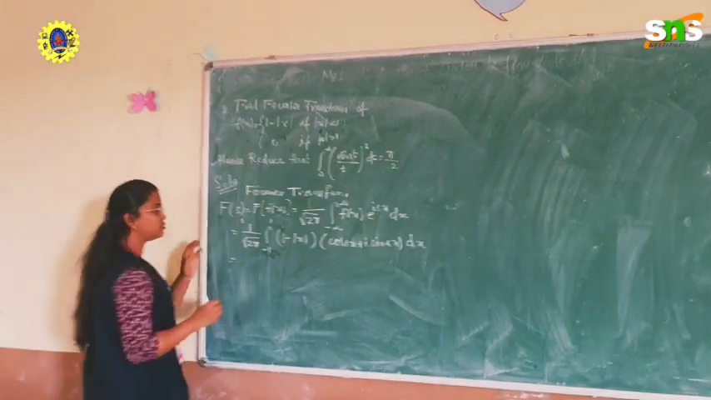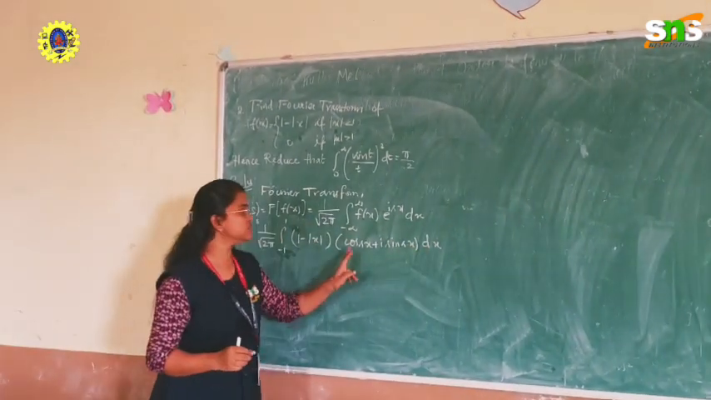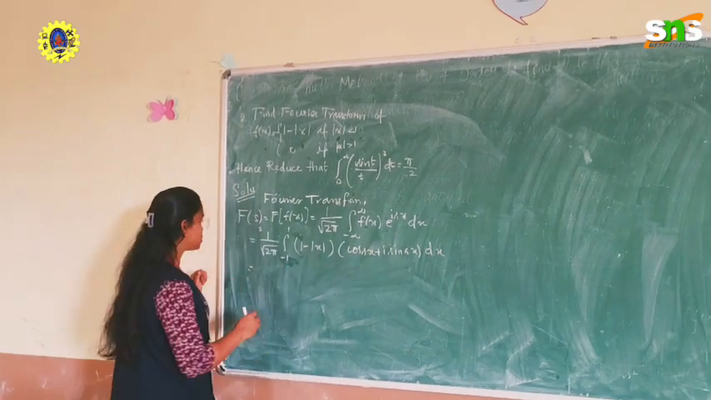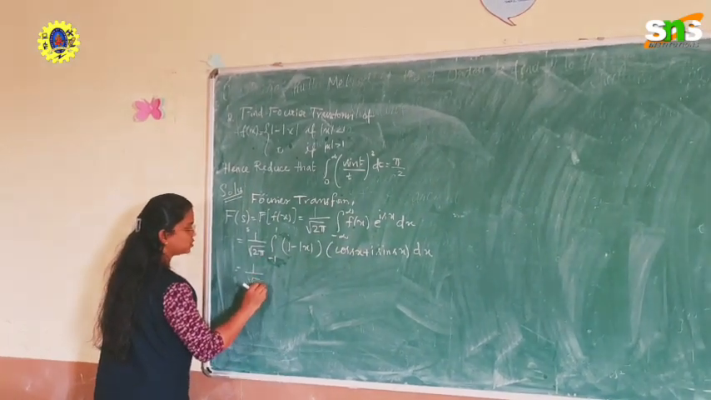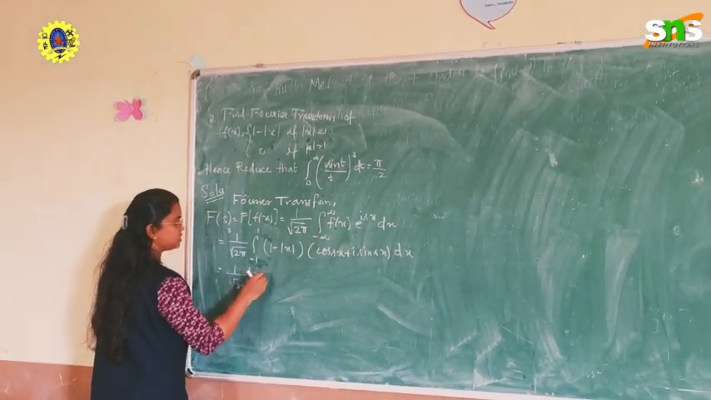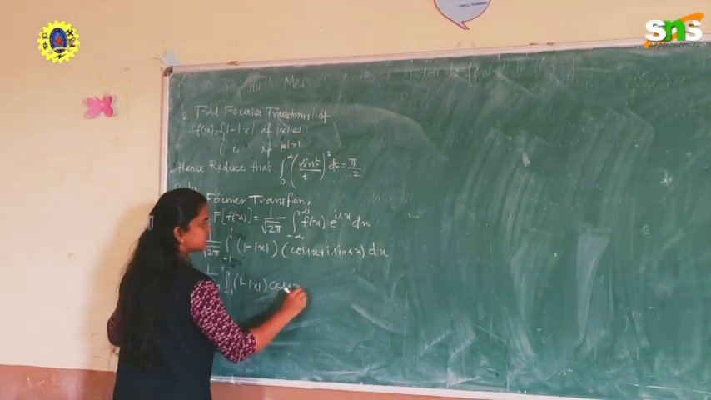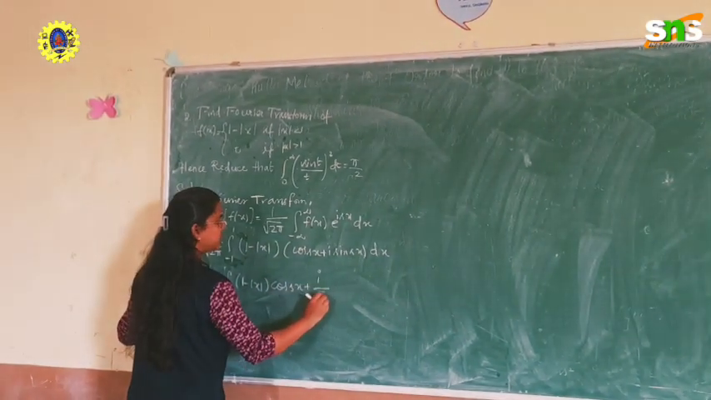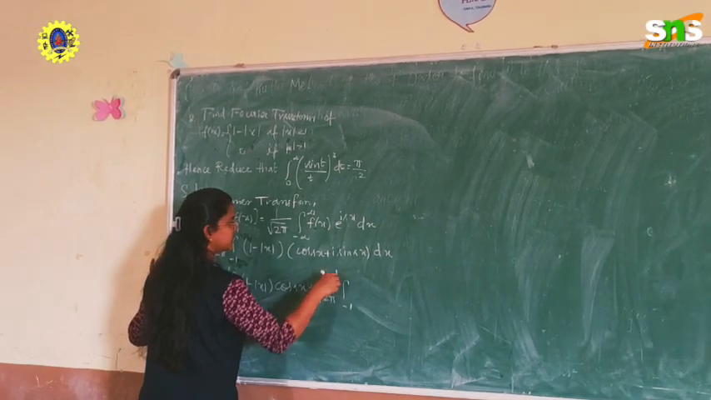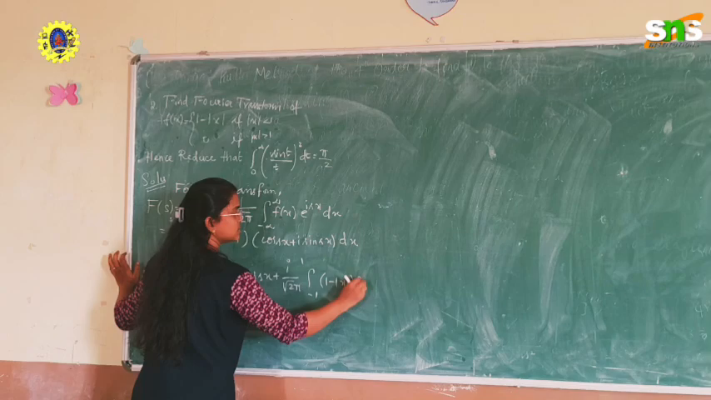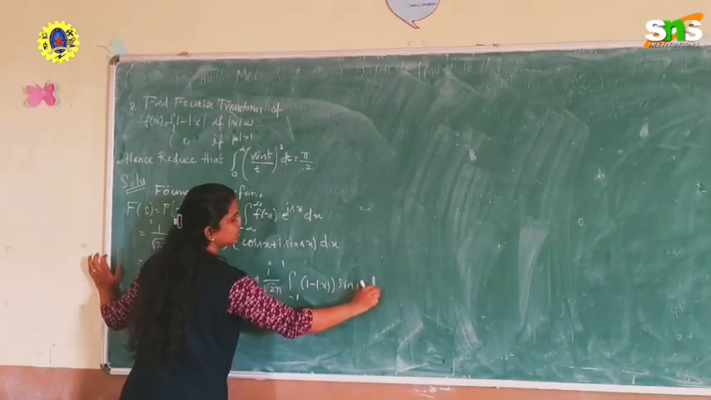So now we have to multiply all those terms with these two terms, which are cos s x plus i sin s x. So now I get 1 divided by root 2 pi integral -1 to 1 (1 minus modulus of x) cos s x plus i divided by root 2 pi integral -1 to 1 (1 minus modulus of x) sin s x into dx.